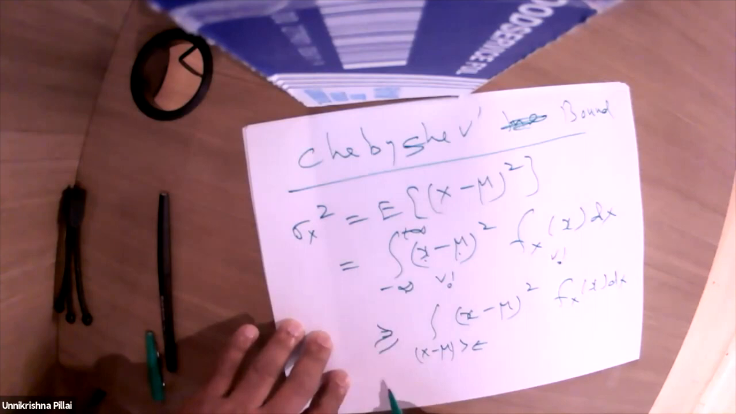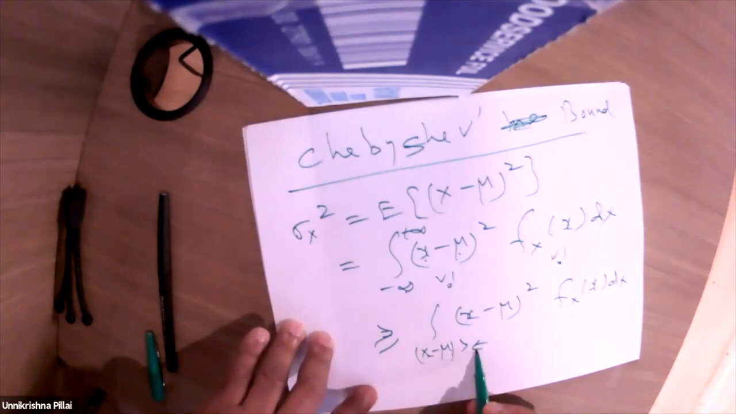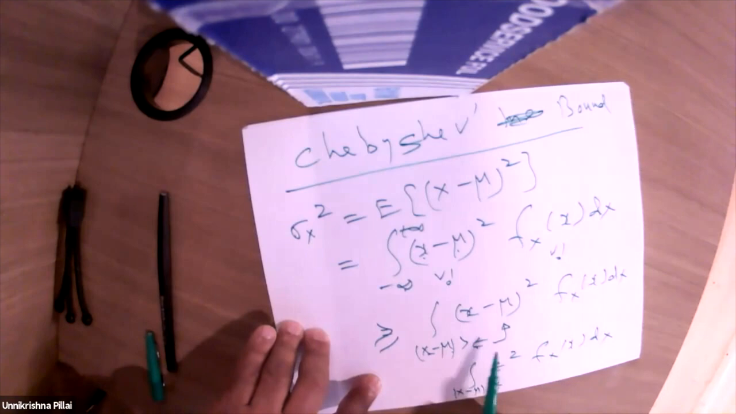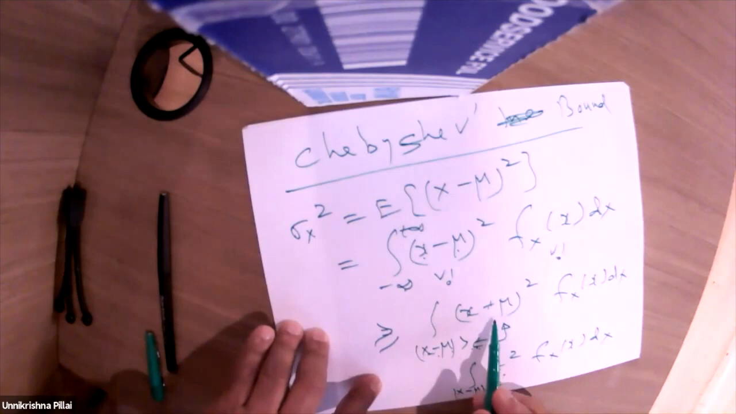Now look at what I'm doing. Here, x minus mu is beyond epsilon. What if I substitute epsilon here for x minus mu? In other words, everything has to stay the same. Here I'm going to substitute epsilon squared f_X(x) dx. Which integral is larger, this or this? I'm substituting the smallest value here. Look, the smallest value is epsilon. That's what I'm plugging in here.